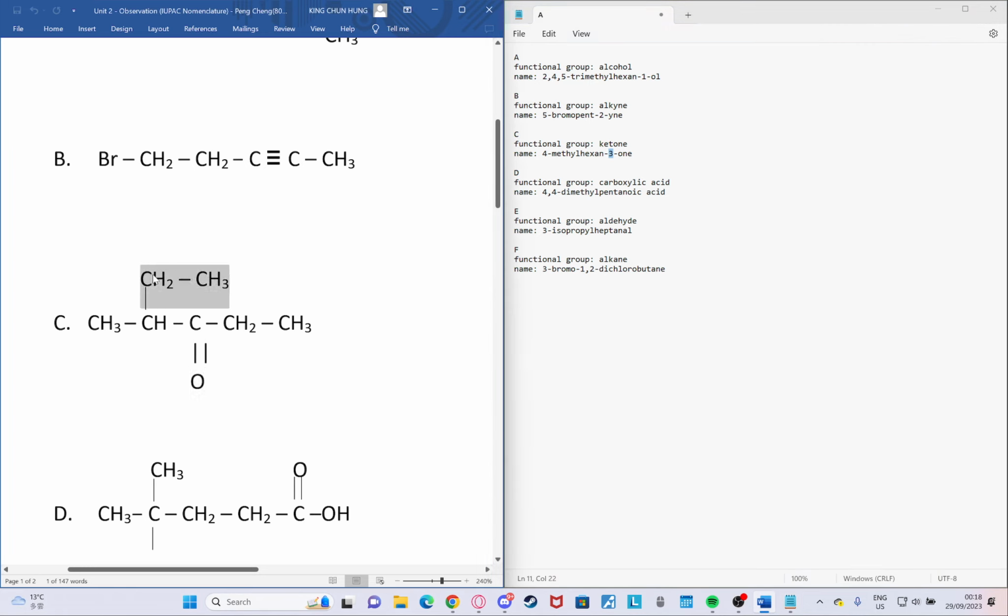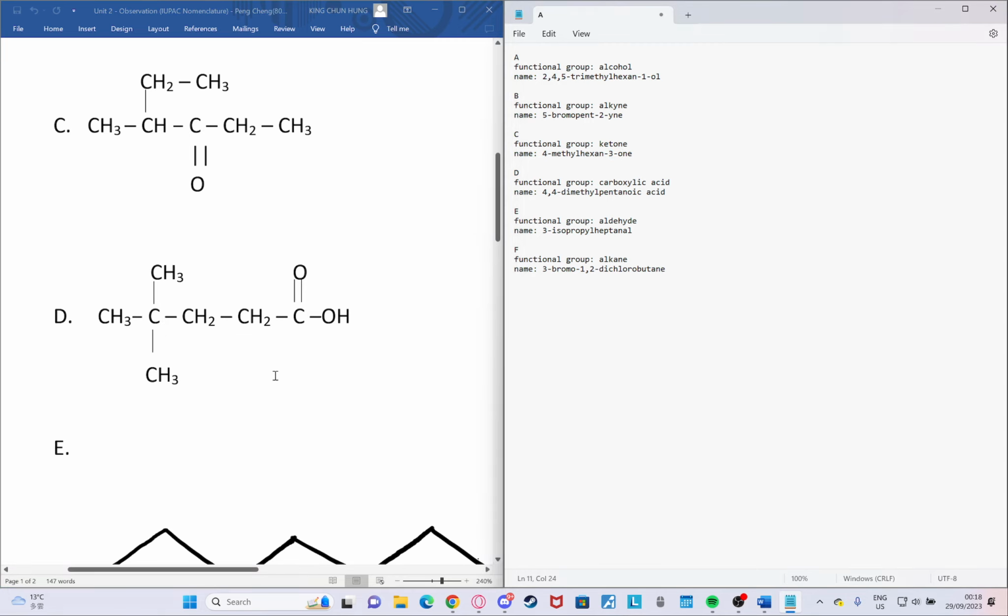This is the lowest position it could get for the ketone. If you start from the left, it would get 4, but we won't do that because the ketone needs to get the lowest number.